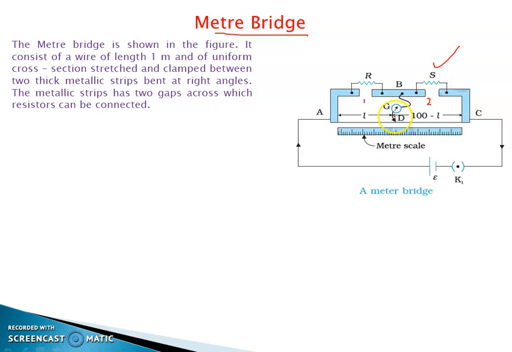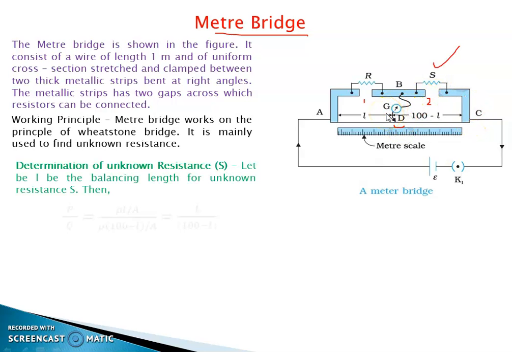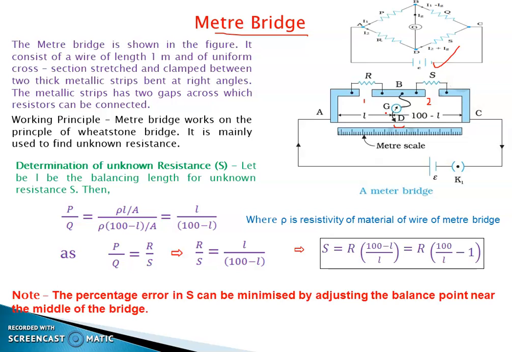And here the galvanometer is connected with the jockey. Now the jockey is sliding from left to right. When we shift the jockey from A to the right side, the deflection in the galvanometer decreases, and at a point the deflection in the galvanometer becomes 0. It means this bridge becomes balanced. Now resemble it with the Wheatstone bridge, right?